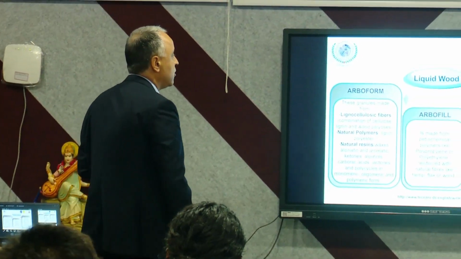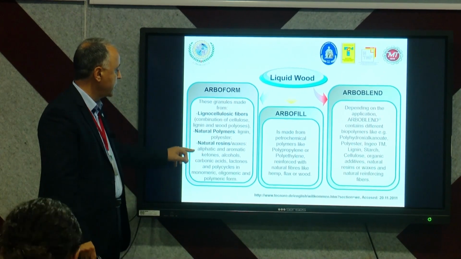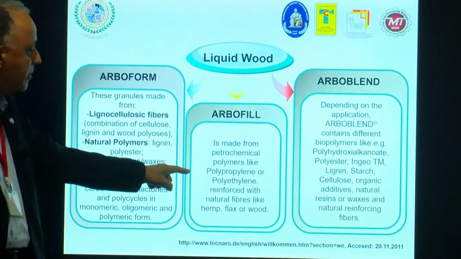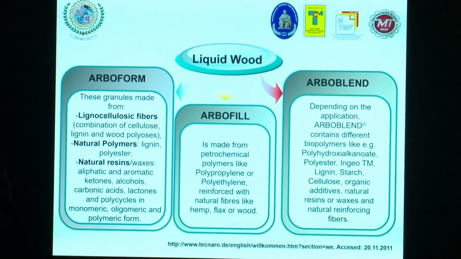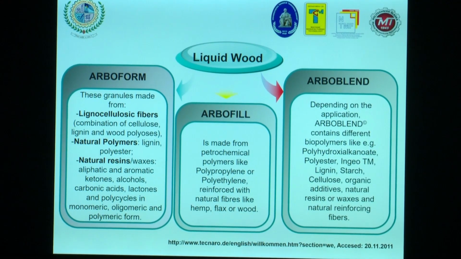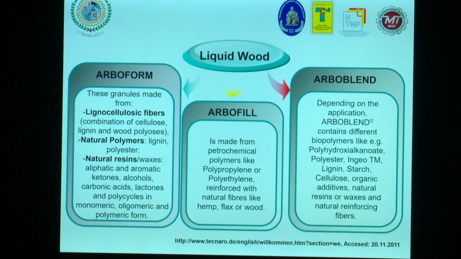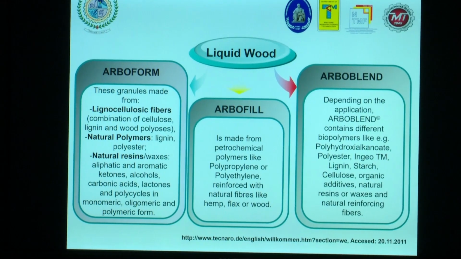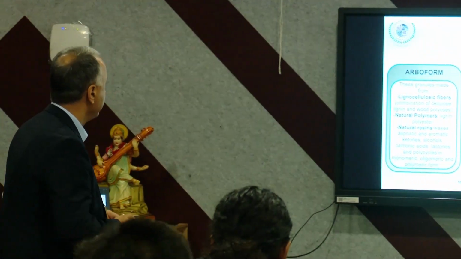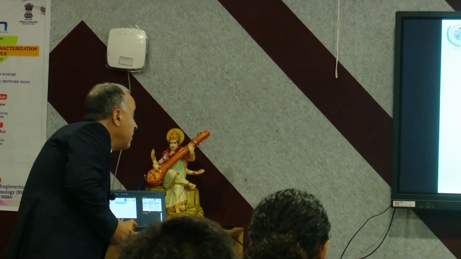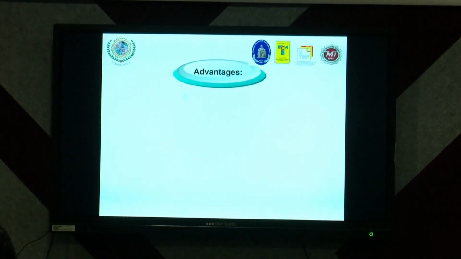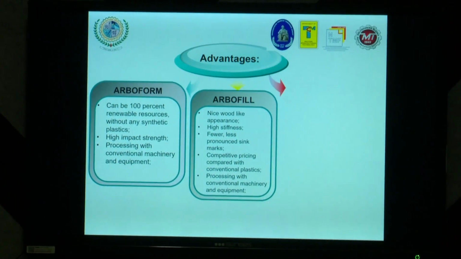In the case of Arboform, these granules, you can see over there, are made from lignocellulosic fibers, natural polymers, and natural resins. Arbofill is made from petrochemical polymers like polypropylene and polyethylene, reinforced with natural fibers like hemp, flax, or wood. And the last one, Arboblend, depends on the application. Arboblend contains different biopolymers, such as polystyrene, lignin, cellulose, organic additives, natural resin or wax, and natural reinforcing fibers. So you can ask me which is the biodegradation rate. We'll see a little bit later, okay?